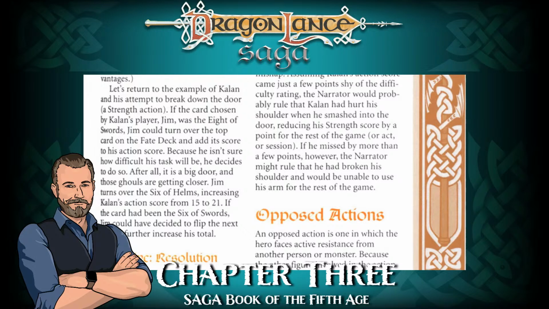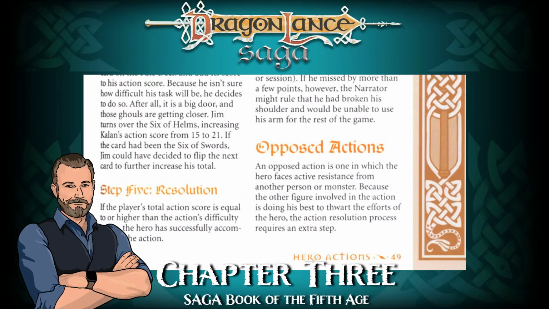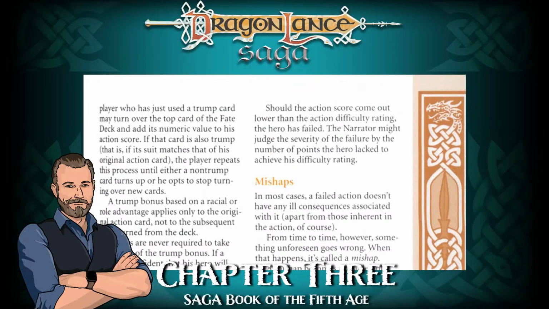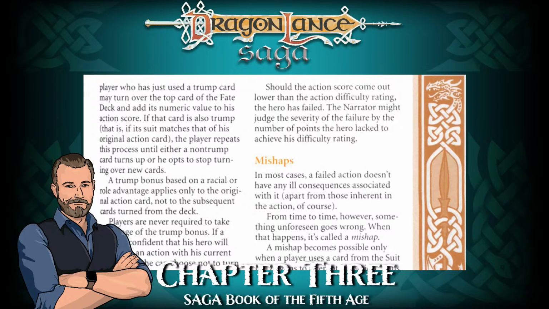If the card had been the 6 of Swords, Jim could have decided to flip the next card to further increase his total. Step 5, Resolution. If the player's total action score is equal to or higher than the action's difficulty rating, the hero has successfully accomplished the action. Should the action score come out lower than the action difficulty rating, the hero has failed. The narrator might judge the severity of the failure by the number of points the hero has lacked to achieve his difficulty rating.